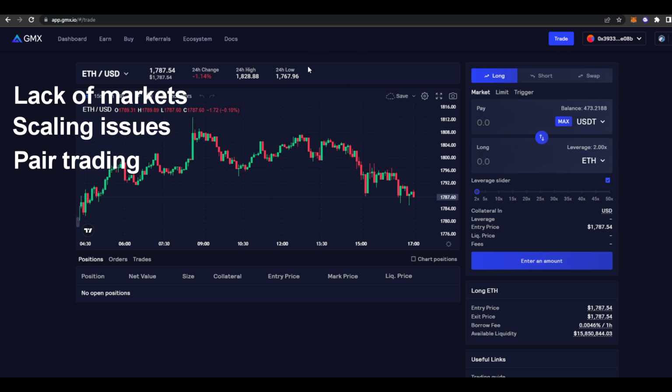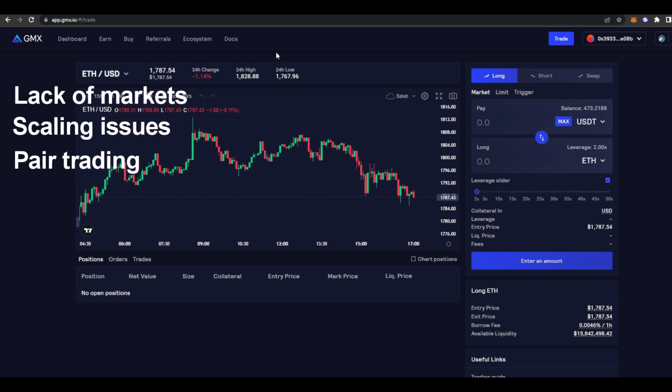Pair trading is something that I think should be really cool for perpetual futures dexes to have. So it'd be cool if you could trade ETH BTC as a perpetual futures contract, or like ETH Solana or Avalanche Cardano, something like that. And so that's something that I'd love to see in the future.